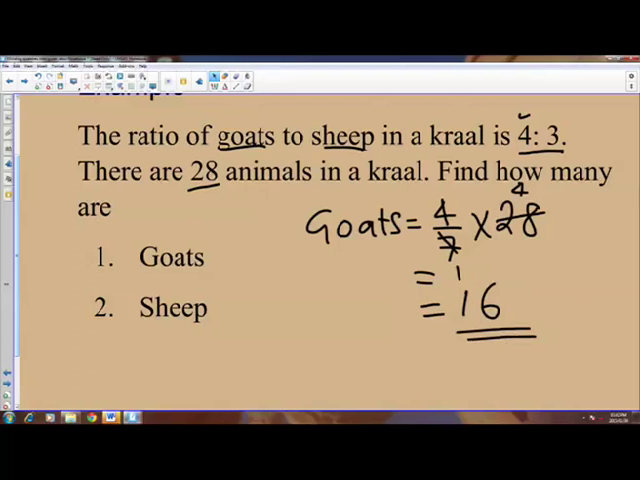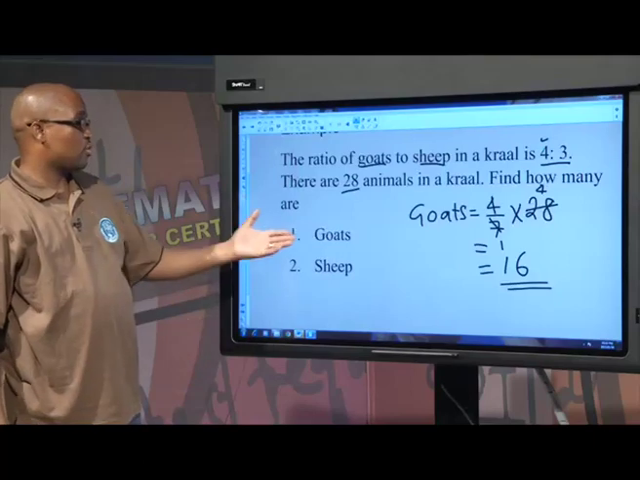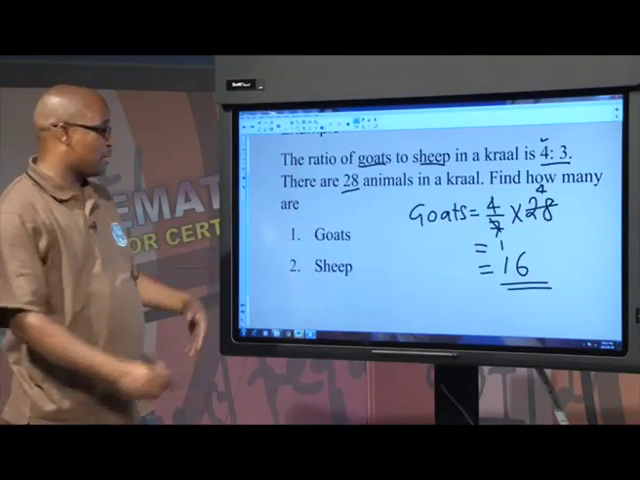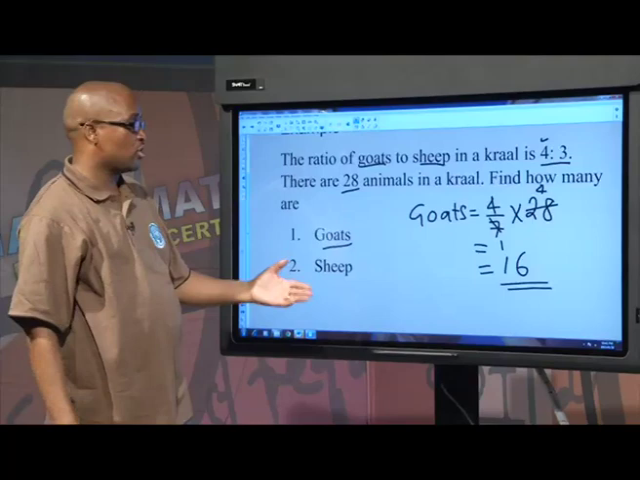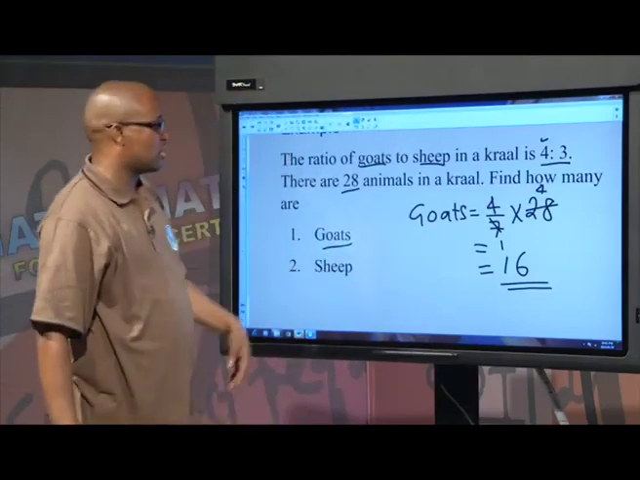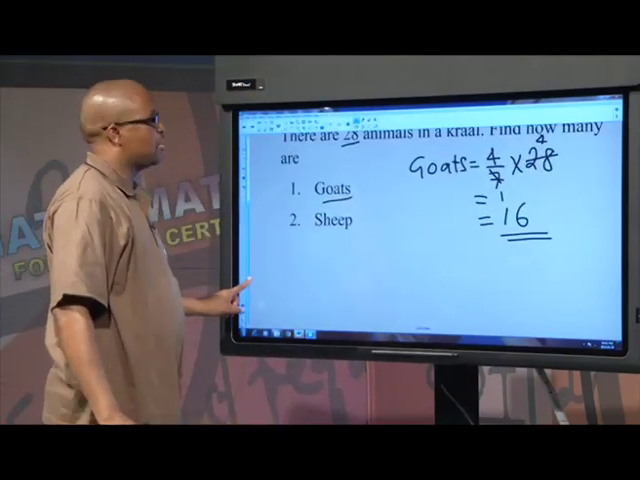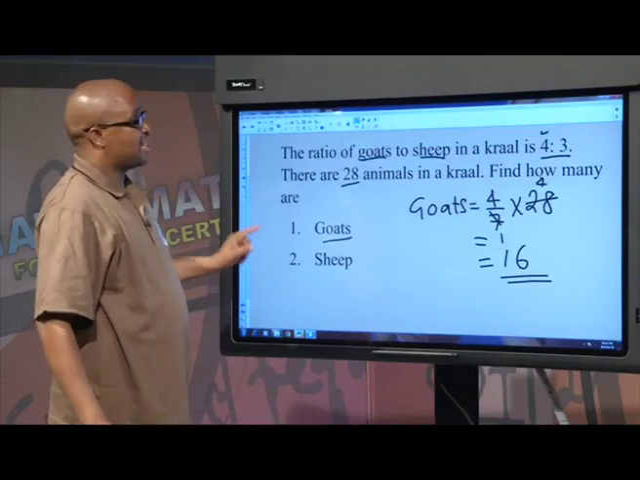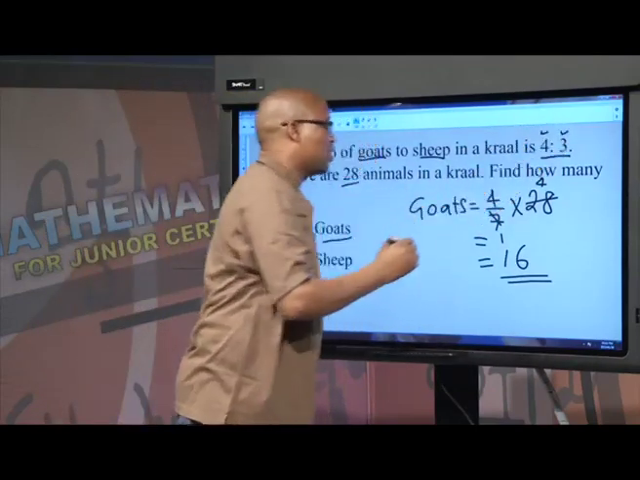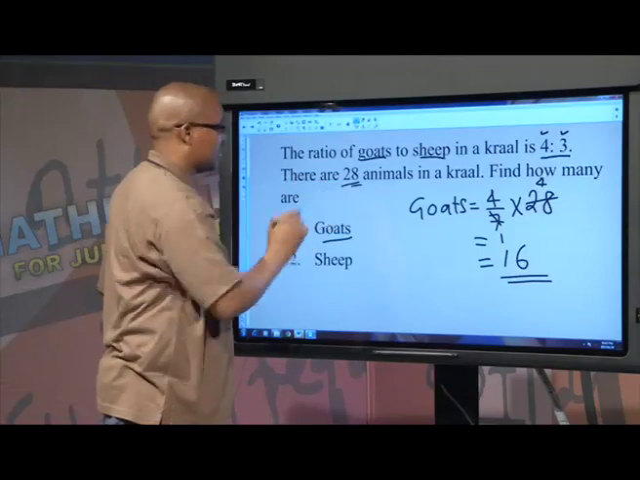And then what about the number of sheep? The first question said we had to find the number of goats. We managed to find the number of goats to be 16. So there will be 16 goats in the kraal. What about sheep? The part which represents sheep is 3. And then the total number of animals is 28.